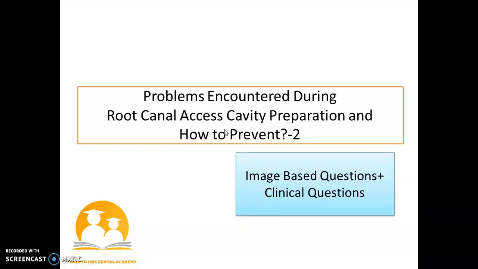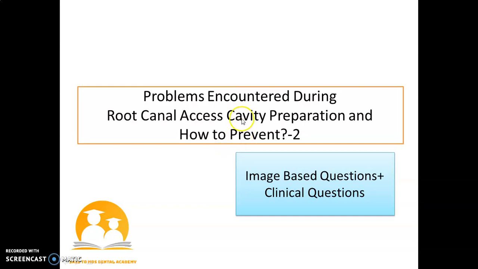So now aspirants, today we are here with part 2 of our access cavity preparation. Already in part 1 we have seen the root canal orifices location, various important laws regarding that, and many clinical and image based questions.